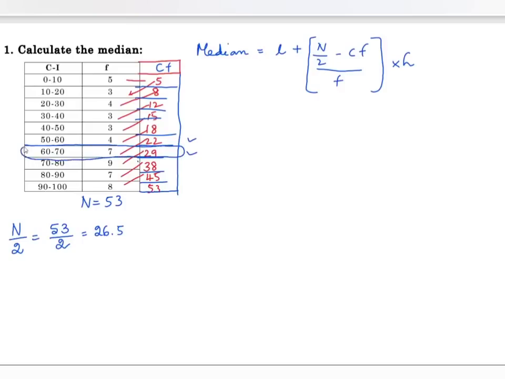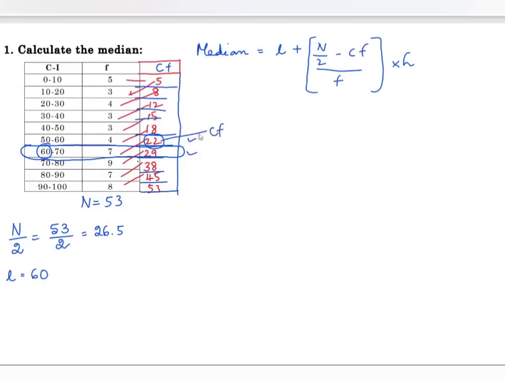Mark it. The value 26.5 lies between 22 and 29. I'll mark the 29 row as the median class. From here, what is the lower limit? Lower limit equals 60. What is the cumulative frequency? Cumulative frequency will be 22.